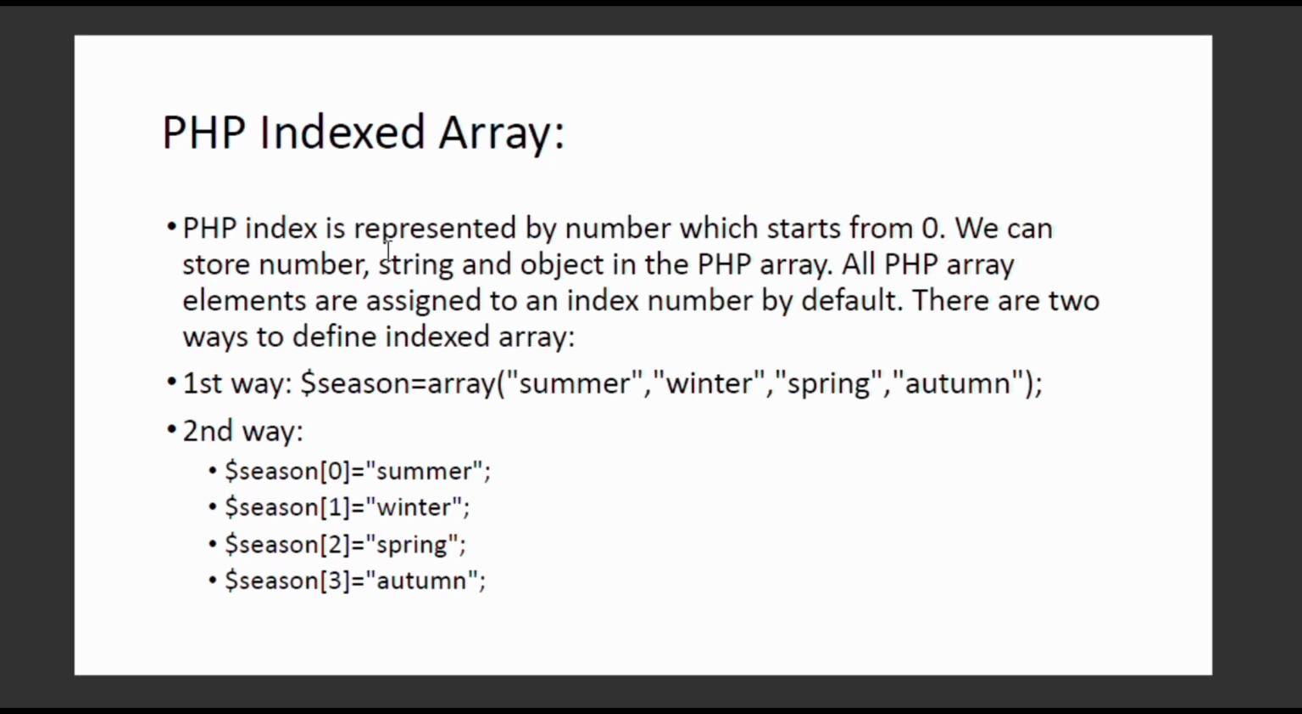There are two ways to define an indexed array. Here you can see the first way is defining the array name and using the array function we can give the elements inside the array. And in the second way we can give the array name with its index. Now first we execute this code and let's see the output.